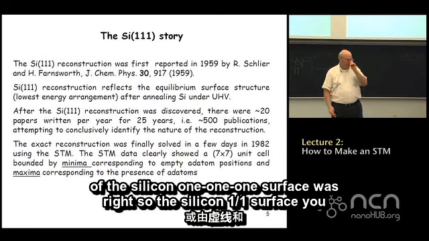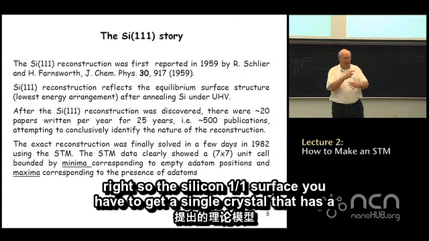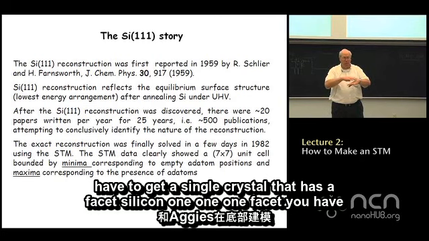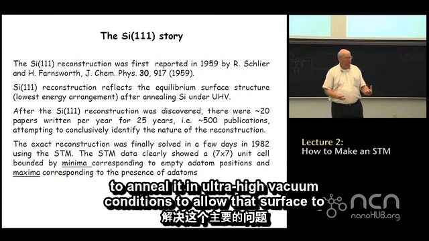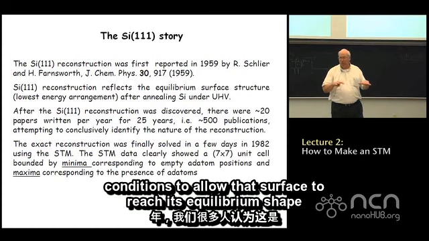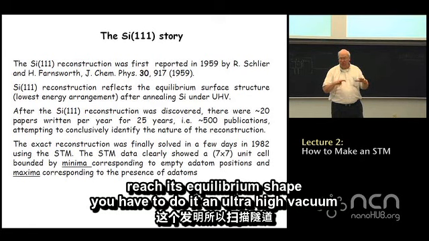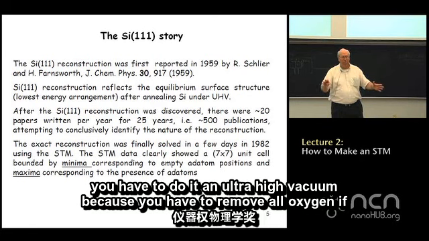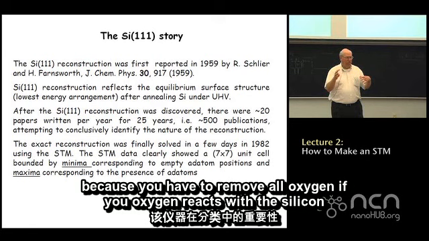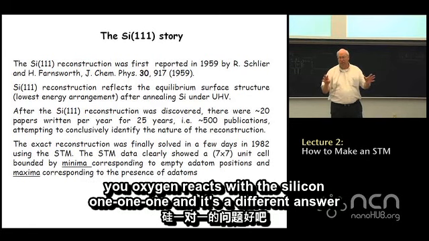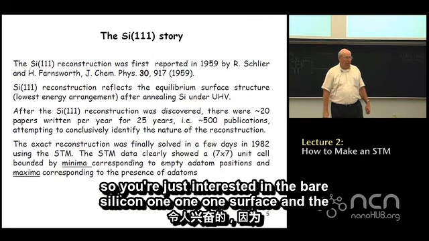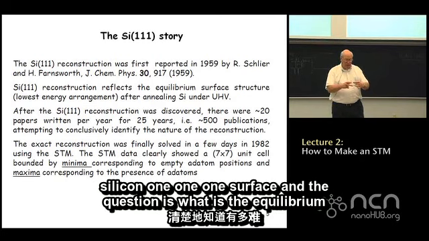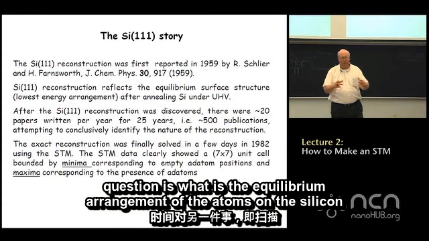So the silicon 111 surface, you have to get a single crystal that has a facet, silicon 111 facet. You have to anneal it in ultra-high vacuum conditions to allow that surface to reach its equilibrium shape. You have to do it in ultra-high vacuum because you have to remove all oxygen. If oxygen reacts with the silicon 111, then it's a different answer. So you're just interested in the bare silicon 111 surface. And the question is, what is the equilibrium arrangement of the atoms on the silicon 111, right?